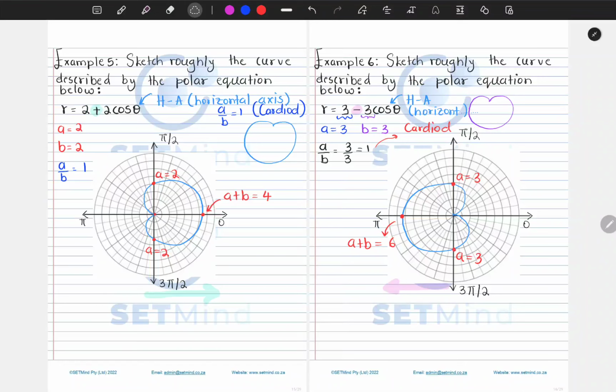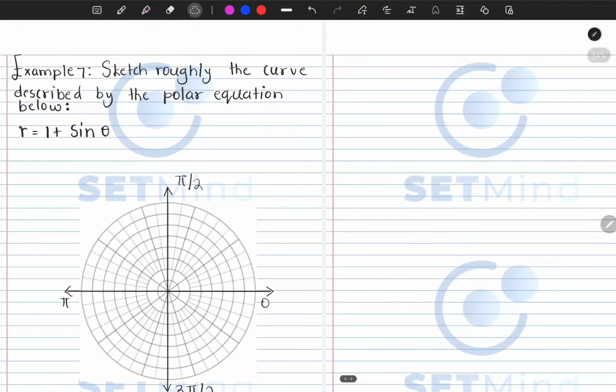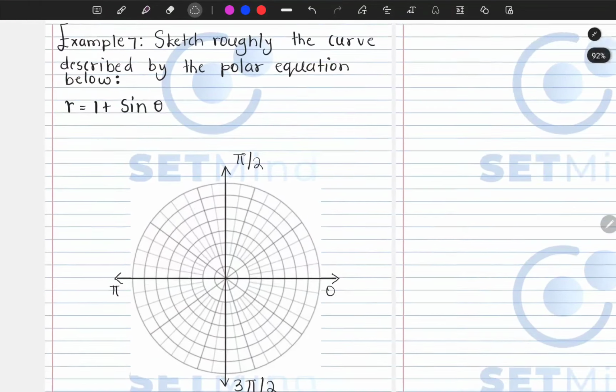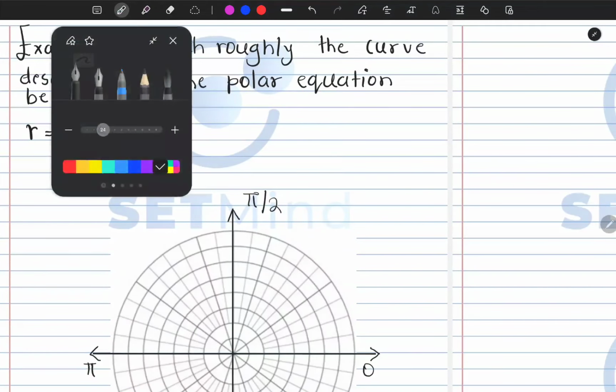Next, we'll be looking at example number 7. Example 7 reads: sketch roughly the curve described by the polar equation below. The polar equation which we have is r equals 1 plus sine theta.